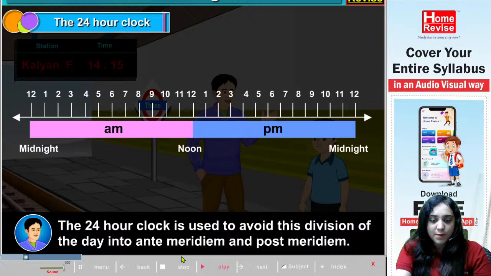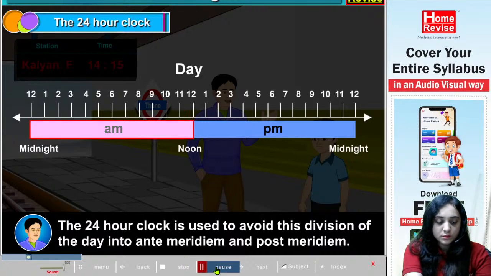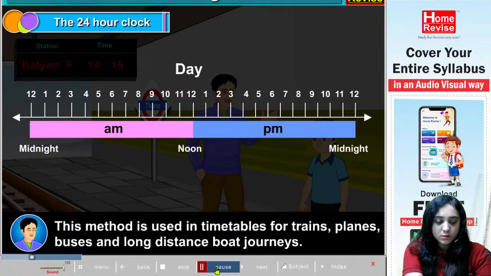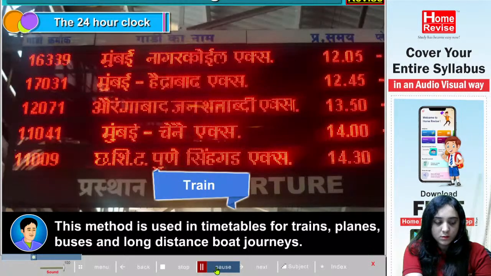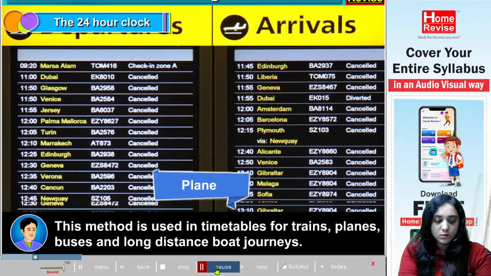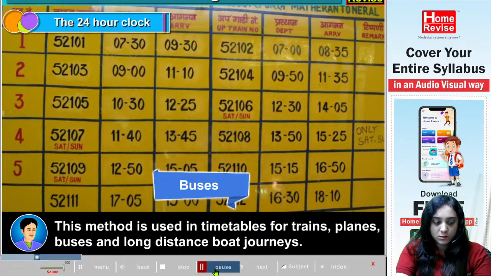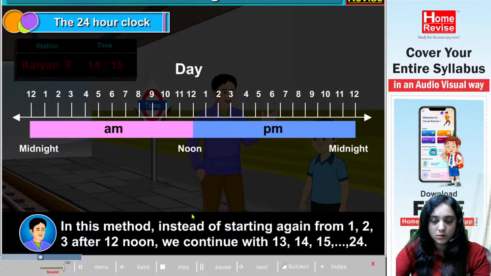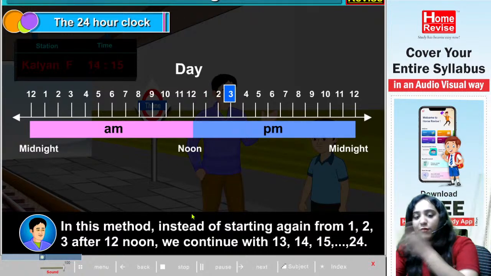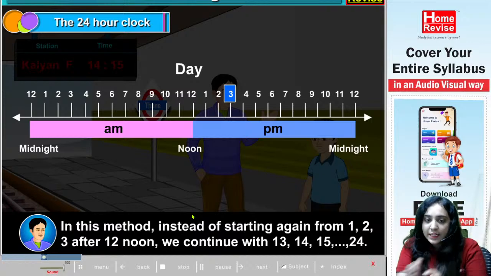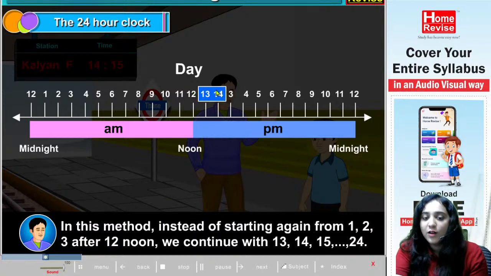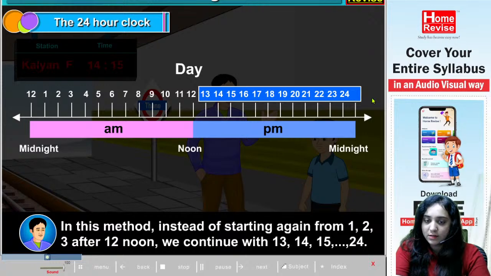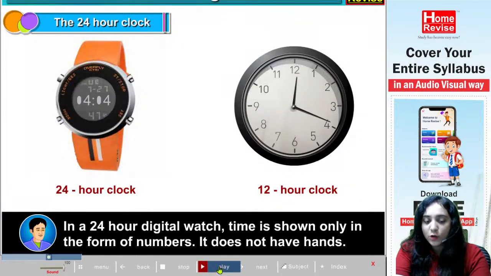चलो देखते हैं अभी ये 24 hour clock के बारे में. The 24-hour clock is used to avoid this division of the day into ante-meridiem and post-meridiem. This method is used in timetables for trains, planes, buses, and long-distance boat journeys. In this method, instead of starting again from 1, 2, 3, 4 after 12 noon, we just continue. देखो ये 12 के बाद 13, 14, 15, 16 till 24. So now I'll tell you a very easy way.